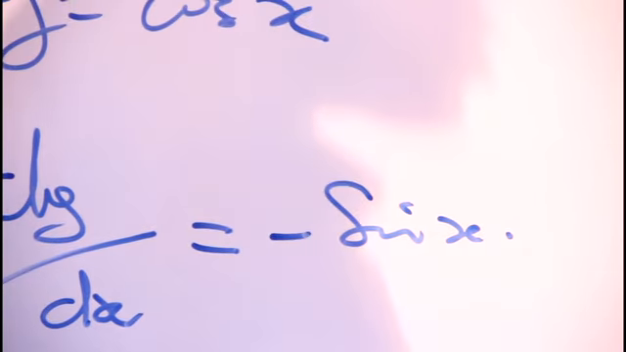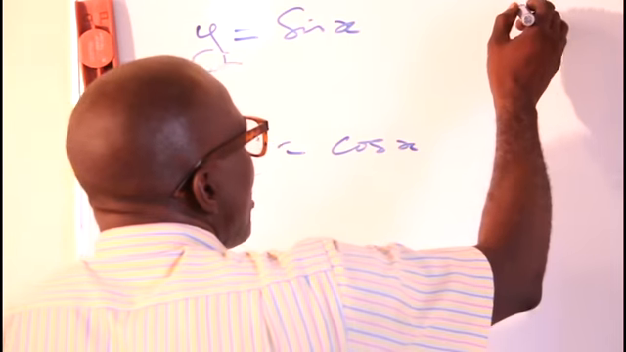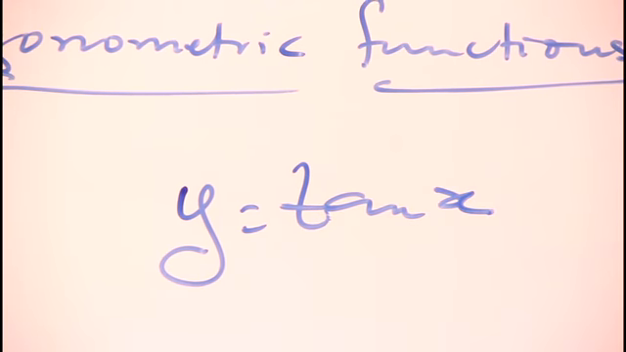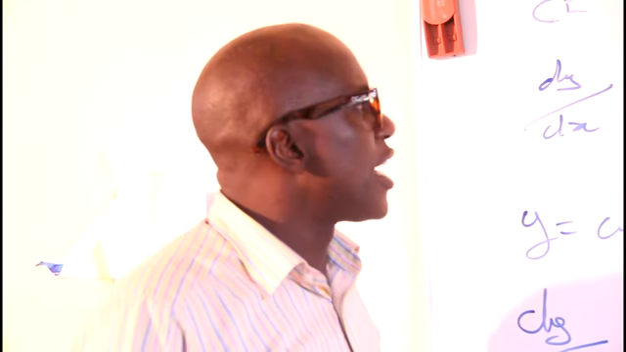The next aspect we want to go into is situations where you have y being equal to tan x. Now, how do we find the derivative of this? We will now proceed on that.